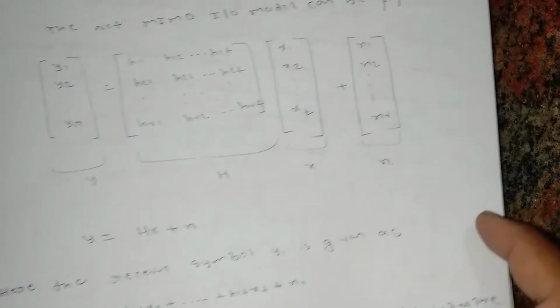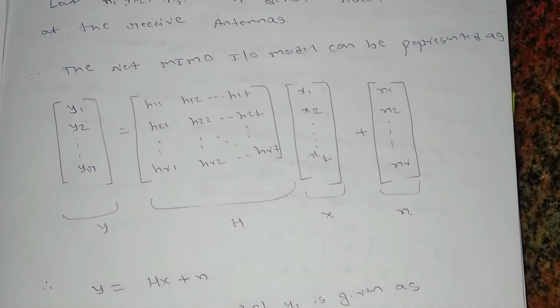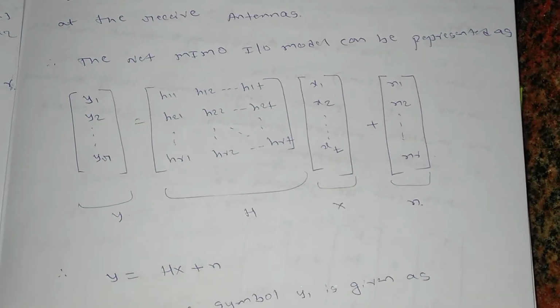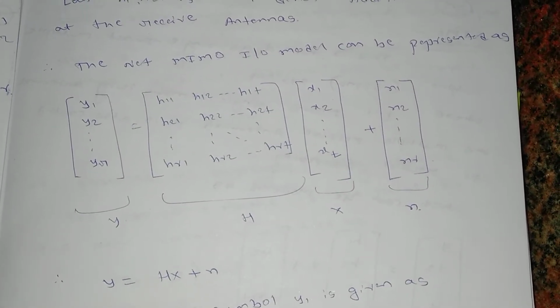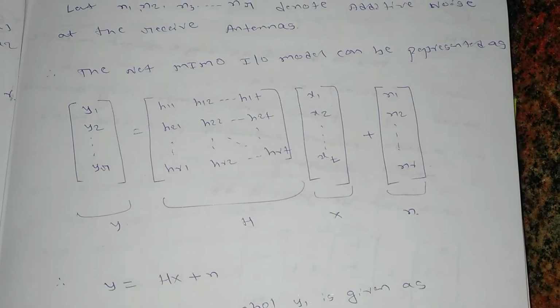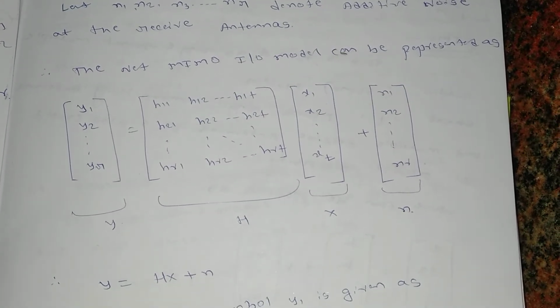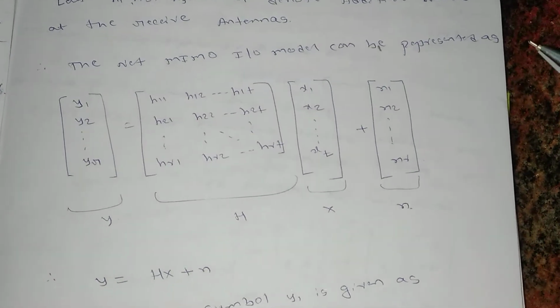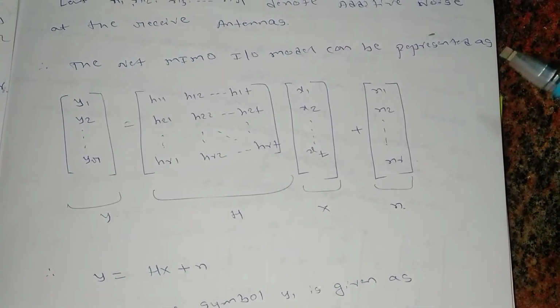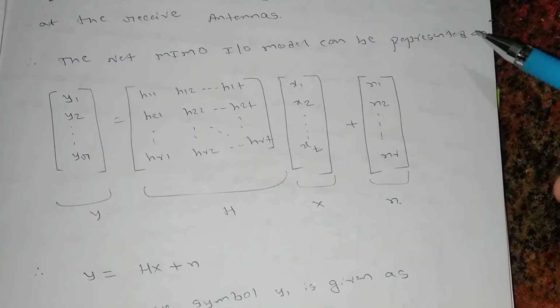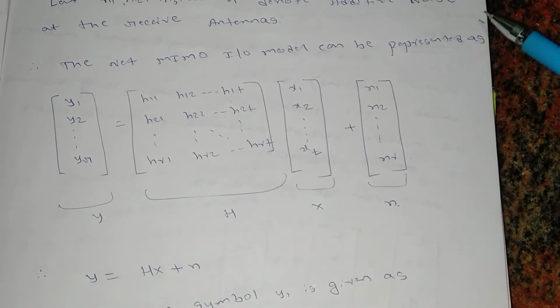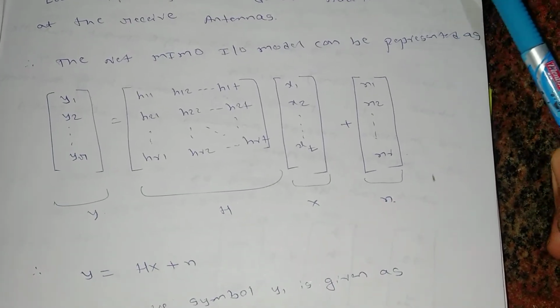Okay, so then I will be left with N1, N2, N3 up to NR, which denote the additive noise at the receiving antenna. This is the noise which will be added while the signal is transmitting through the channel. That is basically from the environment, where we get the AWGN, additive white Gaussian noise. Okay, so once I know all these parameters, then I can frame my channel here.